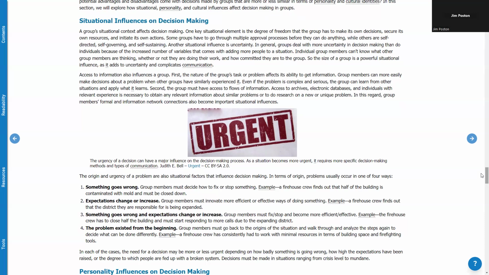In general, groups deal with more uncertainty in decision-making than do individuals because of the increased number of variables that comes with adding more people to a situation. Individual group members can't know what other group members are thinking, whether or not they're doing their work, or how committed they are to the group. So the size of the group is a powerful situational influence, as it adds to uncertainty and complicates communication.